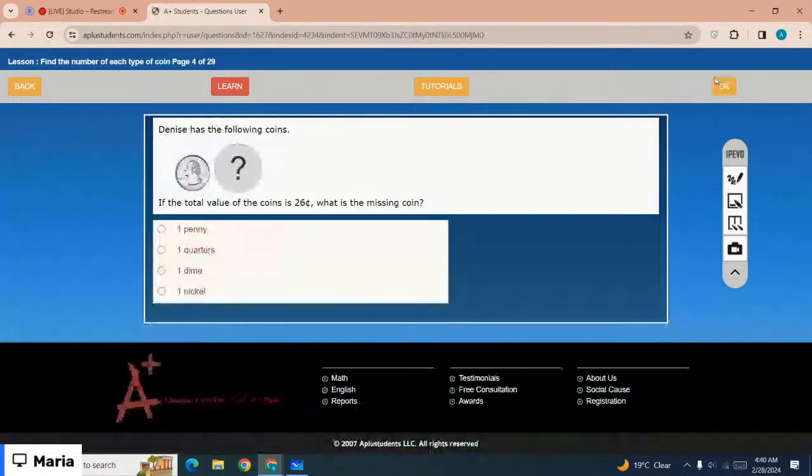Dennis has the following coins. If the total value of the coins is 26 cents, what is the missing coin? So the total you need to make is 26 cents, right? So which is the correct option? You have the quarter coin already given, and the quarter coin is worth 25 cents, right? That means the missing 25 plus 1 makes 26. Then that means the missing one is 1 penny, right? The correct option is 1 penny.